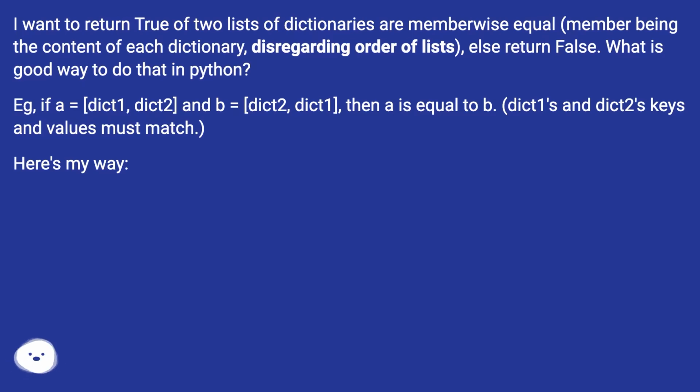E.g., if A equals dict1, dict2, and B equals dict2, dict1, then A is equal to B. dict1's and dict2's keys and values must match. Here's my way.